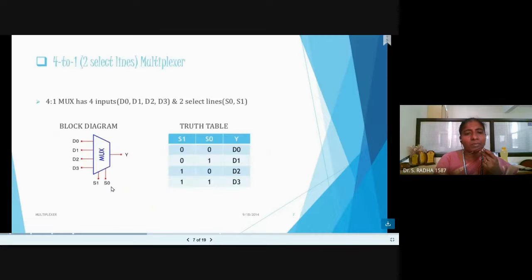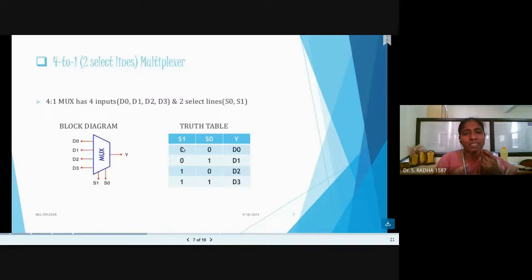So if you see 4 by 1 multiplexer, 4 input lines are there. D0, D1, D2, D3. 4 input lines are there. So 2 power 2 is 4. So we are using 2 selection lines. Okay. So 4 can be written as 2 power 2. So 2 selection lines. If 2 bits are there for selection lines, we have 4 combinations. We can make it either 0 0, 0 1, 1 0 or 1 1. 4 possibilities are there for the selection lines.